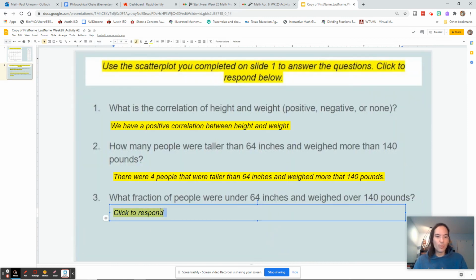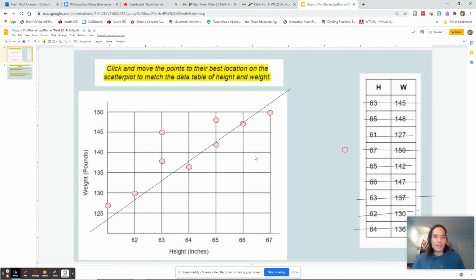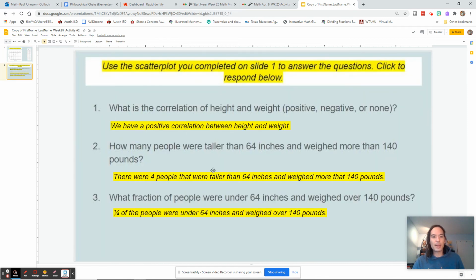So 1 out of 4 is 1/4. So 1/4 of the people were under 64 inches and weighed over 140 pounds. That also means that 3/4 of the people were under 64 inches and weighed less than 140 pounds. All right. So we've done a lot with this scatter plot. We're finding positive correlations between height and how much people weigh, and then we're breaking down that data.